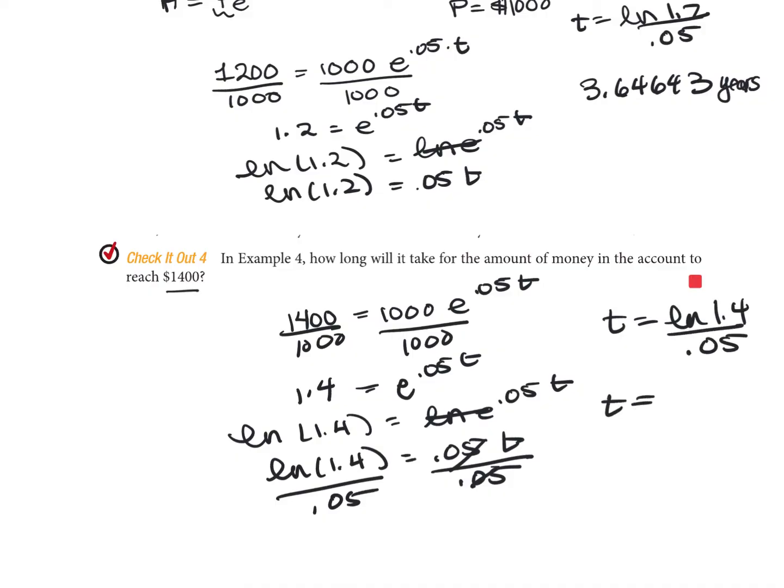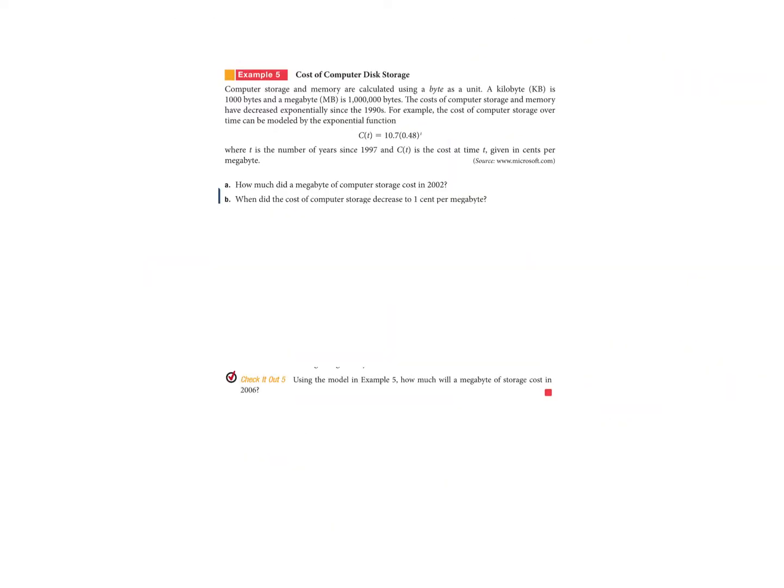That is going to take roughly 6.72 years. You can check that in my work. 1,000 times e raised to the 0.05 times that answer equals $1,400. Excellent. All right, let's take a look at our next problems.